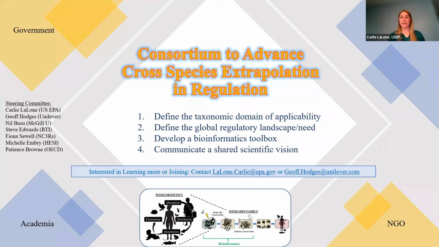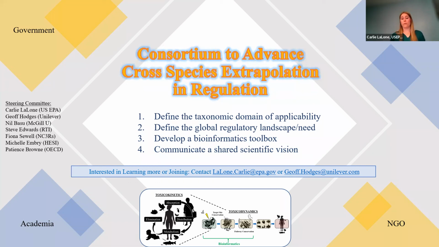A number of us that are very interested in this area of science and advancing decision-making have gotten together and developed an international consortium specifically to advance cross-species extrapolation and regulation. We have a number of different objectives listed here, including defining the global regulatory landscape and the need for these types of approaches. Working together as a global group, we want to bring together the state of the science in bioinformatics, demonstrate in case examples how we can utilize these tools and make them available, and determine what types of criteria and guidance are needed to bring these computational approaches to our decision makers.